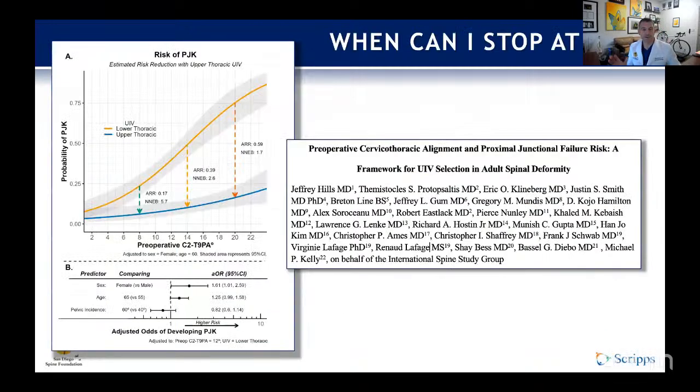This is the paper I referenced on when to stop at upper thoracic versus lower thoracic. You can see that as the C2 to T9 angle increases, the risk for PJK goes up dramatically. So if you have a patient with a very high offset between C2 and T9, you want to reconsider the stopping point, or at least counsel the patient. Nothing's ever going to be 0, but you can counsel them that yes, we may save levels, but the chance of another surgery is relatively high.